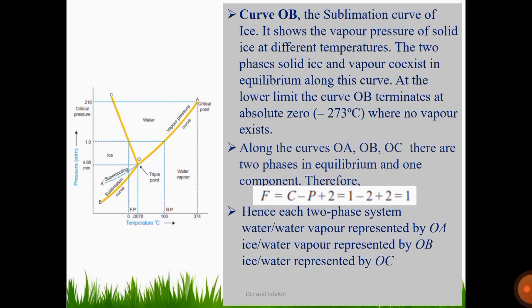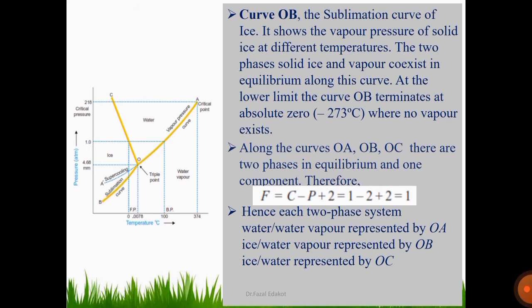degrees Celsius. Along the curves OA, OB, OC, there are 2 phases in equilibrium and 1 component. Therefore, the degree of freedom F is equal to C minus P plus 2, as we have already discussed, which is equal to 1. Hence, each 2-phase system, water vapor represented by OA, ice water vapor represented by OB, and ice water represented by OC, has 1 degree of freedom, so it is monovariant.